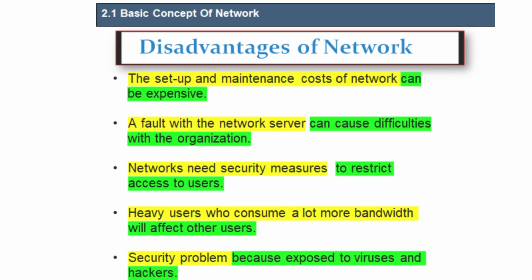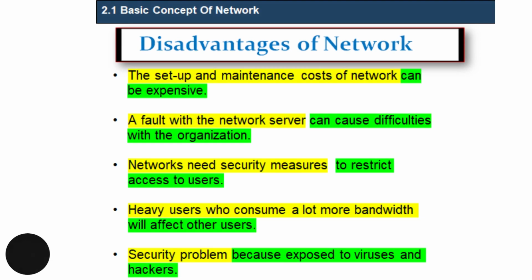Okay, all right. Now let us have a look at the disadvantages of a network. Actually, there are a lot of advantages and disadvantages, but these are a few of them. All right. So the first one is, okay, it can be expensive to set up and maintain the cost of a network, especially for a large organization, right? And then the second point is a fault with the network server can cause difficulties for the organization, because you cannot access the data, right?